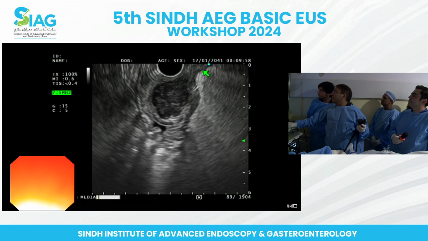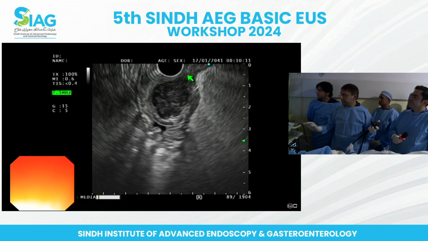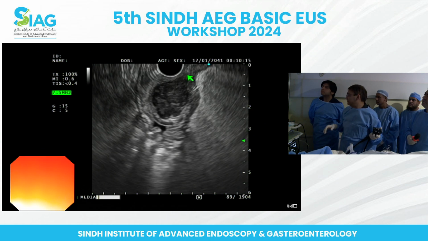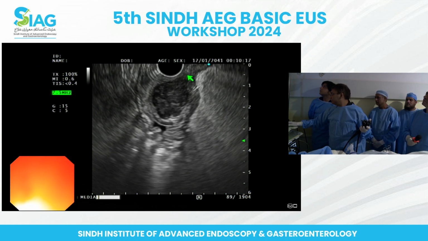If you look right here now, it's looking like there are no wall layers. This is muscularis propria right here. Nothing is arising from that. So it is very possible that it is a stromal tumor. Yeah, and the slides are very suggestive of a stromal tumor, with all that fibrous tissue.